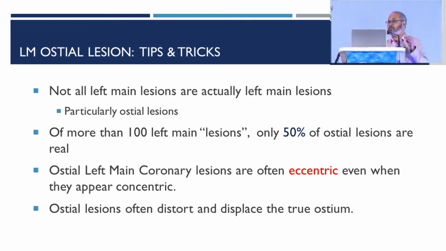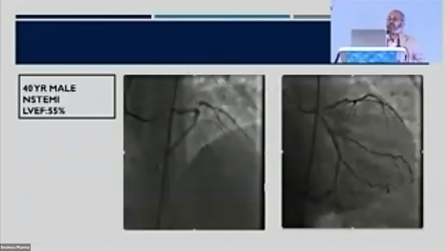Only 50% of ostial lesions are significant, but not all ostial left main lesions are truly disease. Second thing, ostial left main coronary lesions are often eccentric even when they appear concentric. Then if you look at the second case, this is critical ostial left main disease, and LAD ostial is very critical disease, LCX reasonably very well.